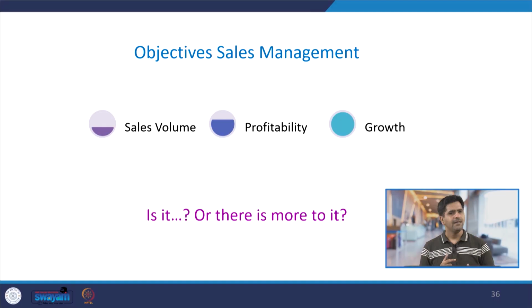Primarily, maybe we can say there are three prime objectives of a sales organization. Let's say it is about pumping up the sales volume, or maybe we can say making sure that the products are being sold in required numbers. At least the break even points are being crossed, which means that at least there is no loss with respect to the volume which is being sold.